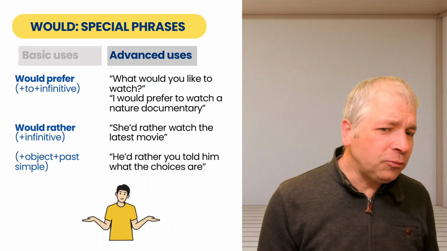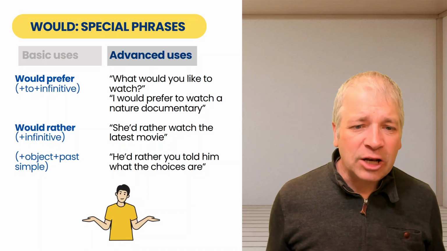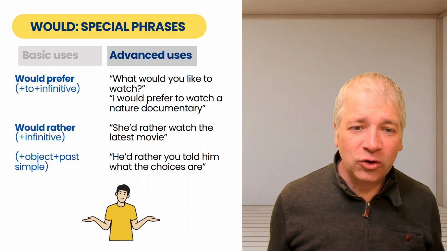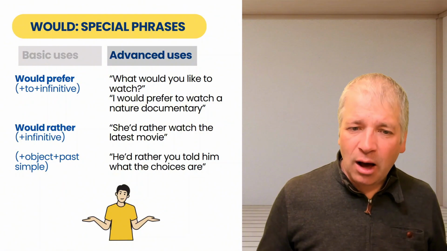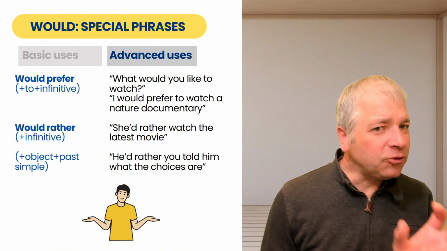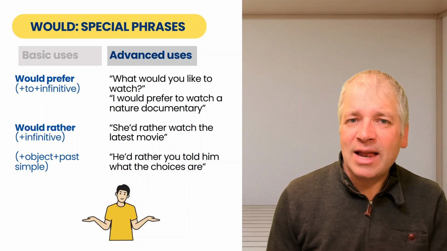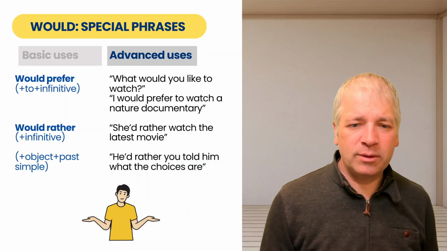If you use the object, then use the past simple after that. He'd rather you told him what the choices are. So he would rather, then the object is you, and then after that we switch into the past tense. Told him what the choices are.